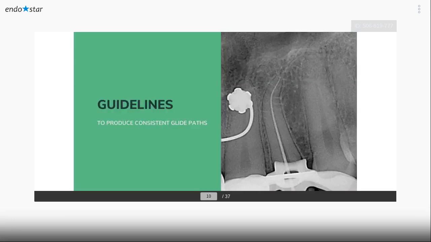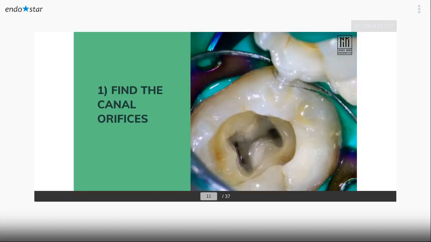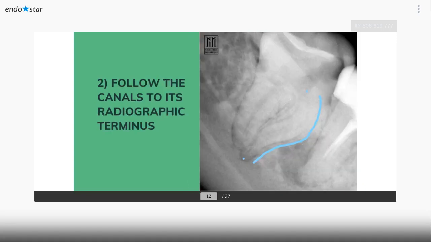Next, follow the canals to their radiographic terminus. Properly assessing the preoperative radiograph helps in this step. We are trying to achieve the glide path till the radiographic apex to achieve patency first. The patency can be achieved using your 10K or the 8K. In curved canals, I would prefer starting off with the 8K hand file. Once patency is achieved, you can now record your working length.